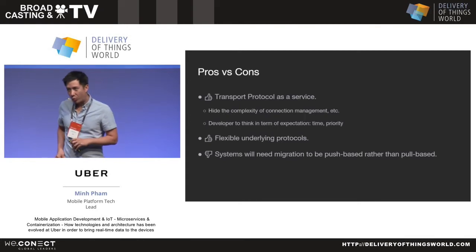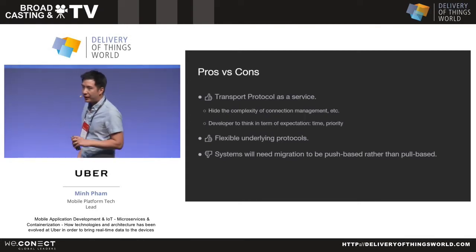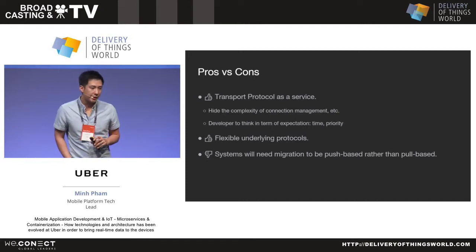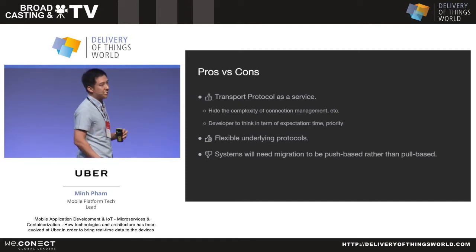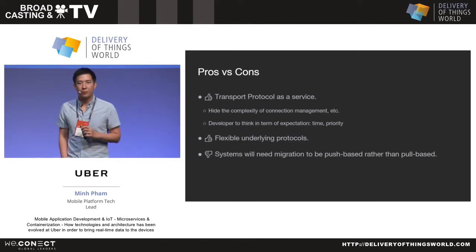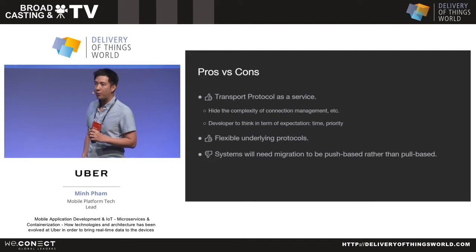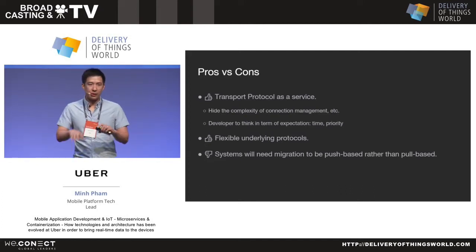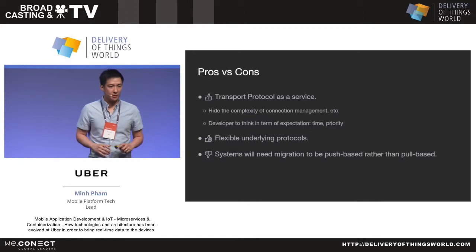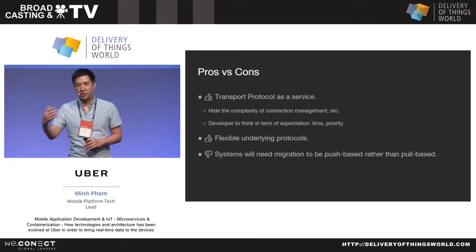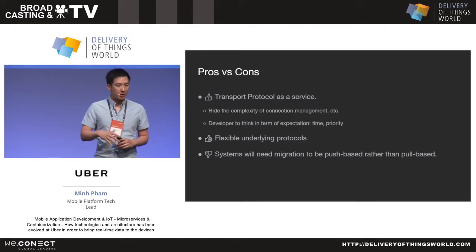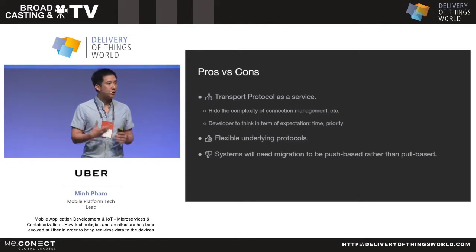Okay, so with Ramen, the biggest thing that we were able to deliver is transport protocol as a service. People don't have to worry about protocol anymore, and they don't have to think about how to integrate with protocol anymore. We abstracted all that out to a special service, and people can leverage that. We hide all the complexity of connection management and persistence, so developers can concentrate on the business logic for their own services.